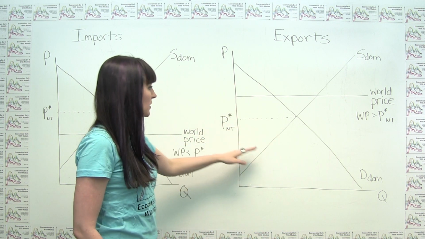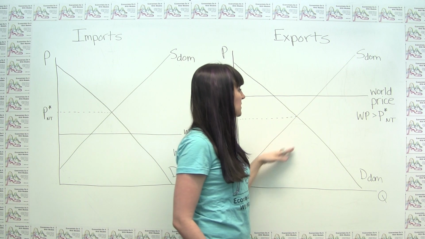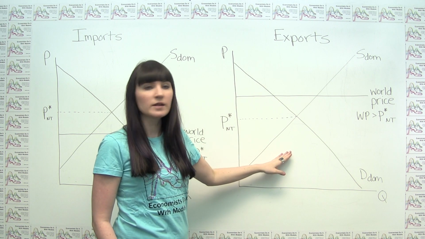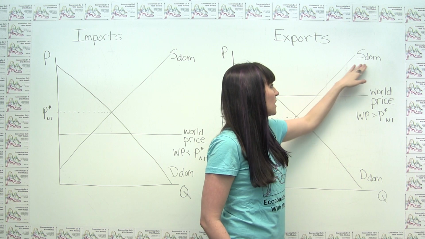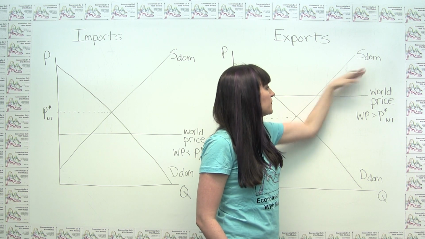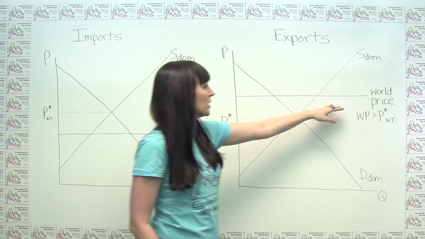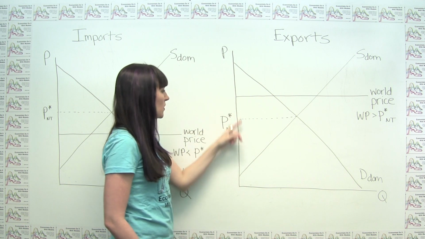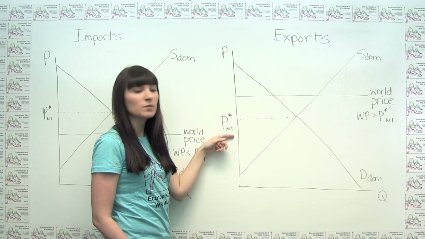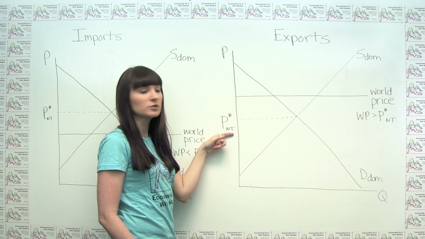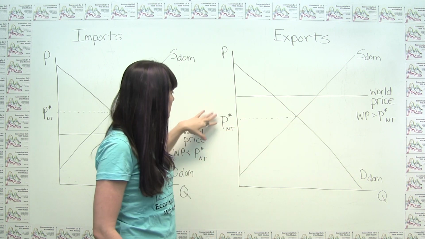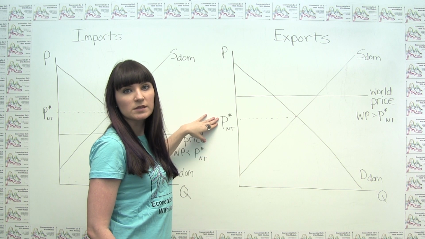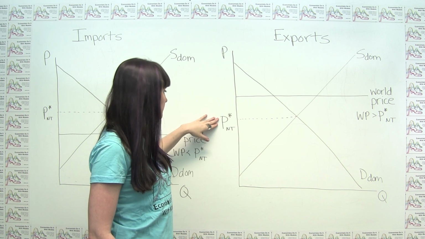So we can see here, again, we have our basic supply and demand diagram, where we have our domestic demand and our domestic supply. But now we've placed the world price at a price higher than what we would see if we had an economy that wasn't trading with other countries. And you would just see that that would be at the intersection of domestic supply and demand, and that's what we've labeled P star sub NT here.